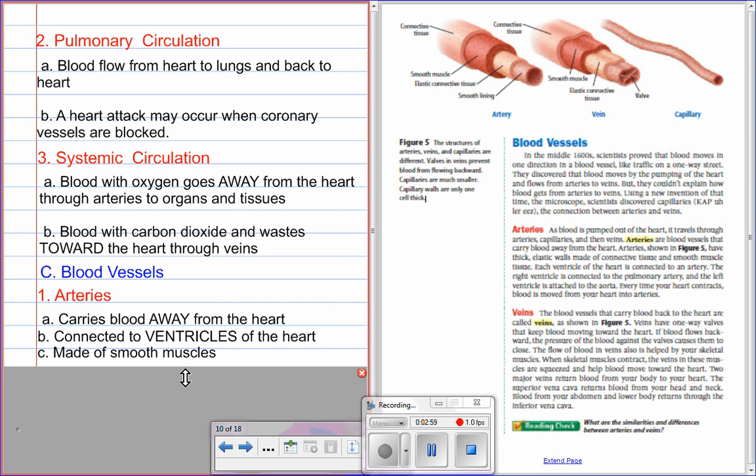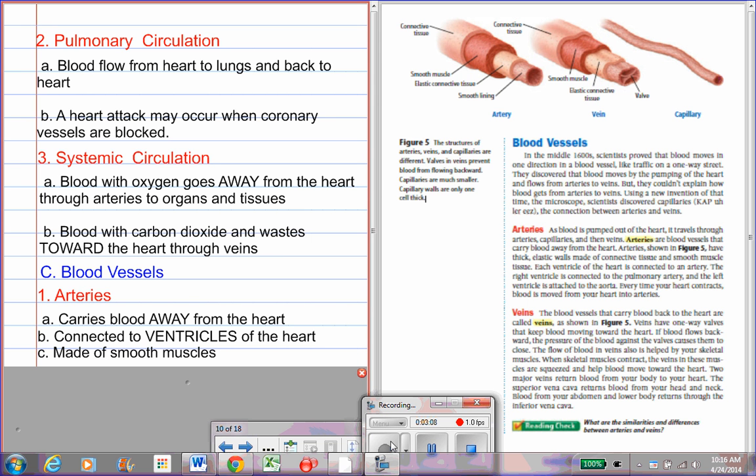Now we're going to read about veins. If arteries take blood away from the heart, what do veins do? The blood vessels that carry blood back to the heart are veins.